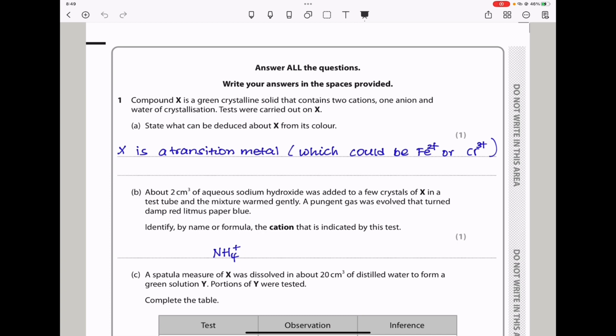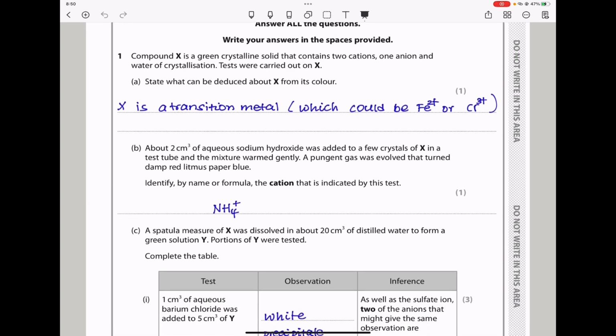Question 1 says, compound X is a green crystalline solid that contains 2 cations, 1 anion and water of crystallization. Tests were carried out on X. State what we can deduce about X from its color. So I said X is a transition metal, which could be iron 2 or chromium 3.